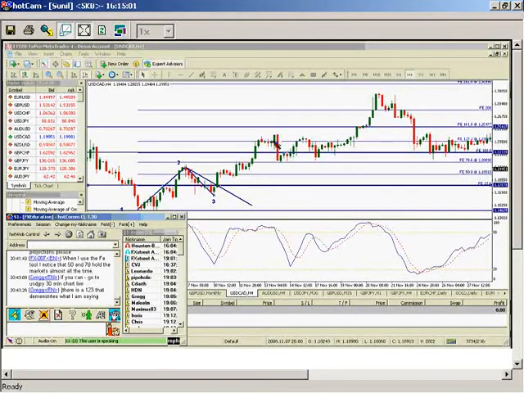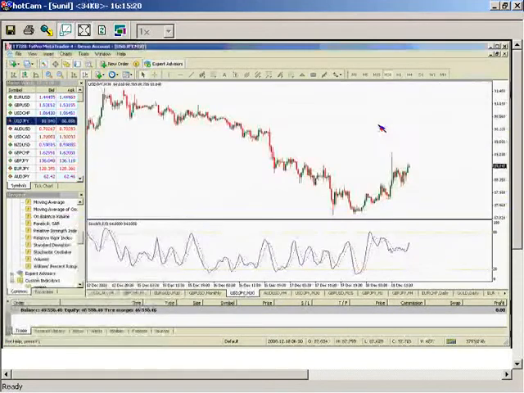Let's go over 30-minute USD JPY. Oops, what happened? All right. Okay. So, are you looking, Greg? Are you looking at a bullish 123? So, is this the 123 pattern that you're looking at? This one.